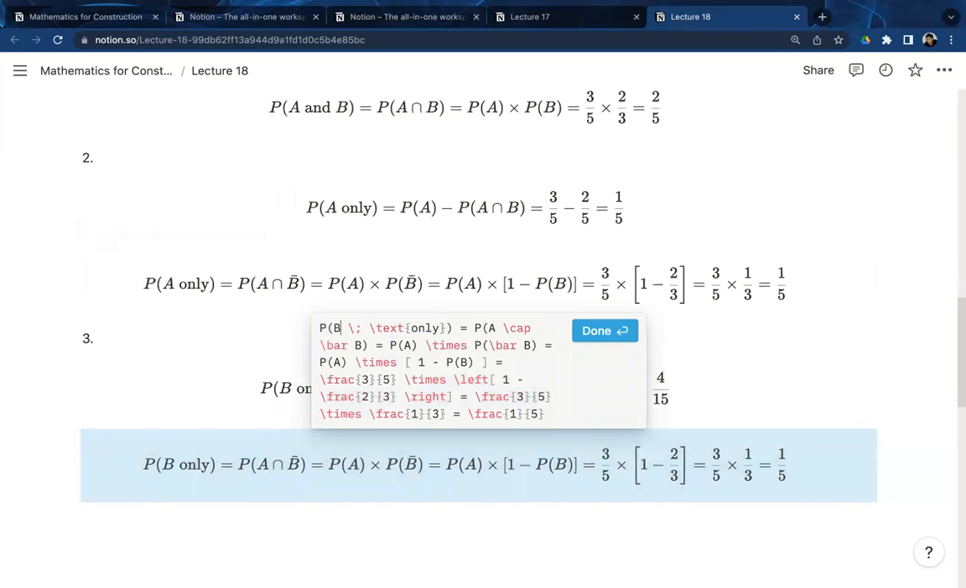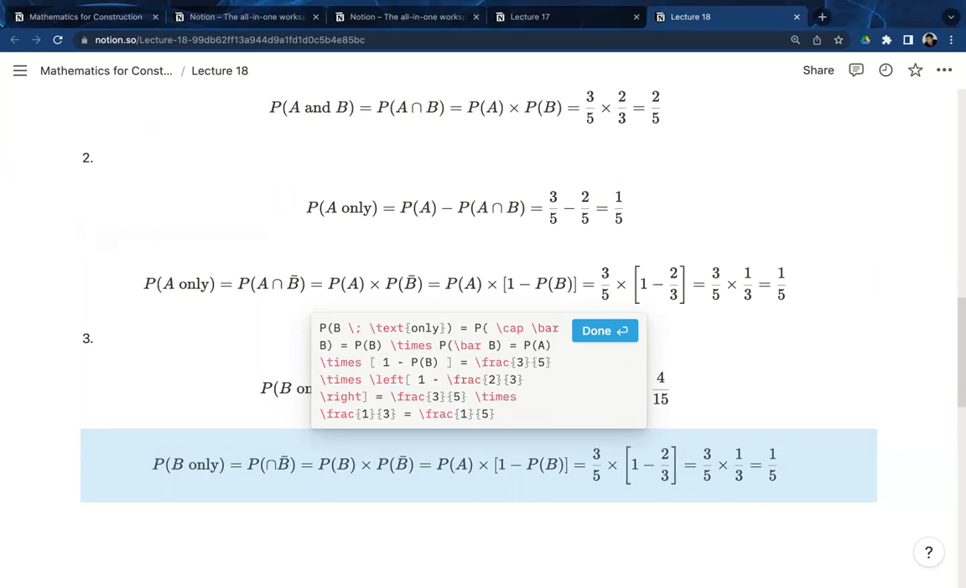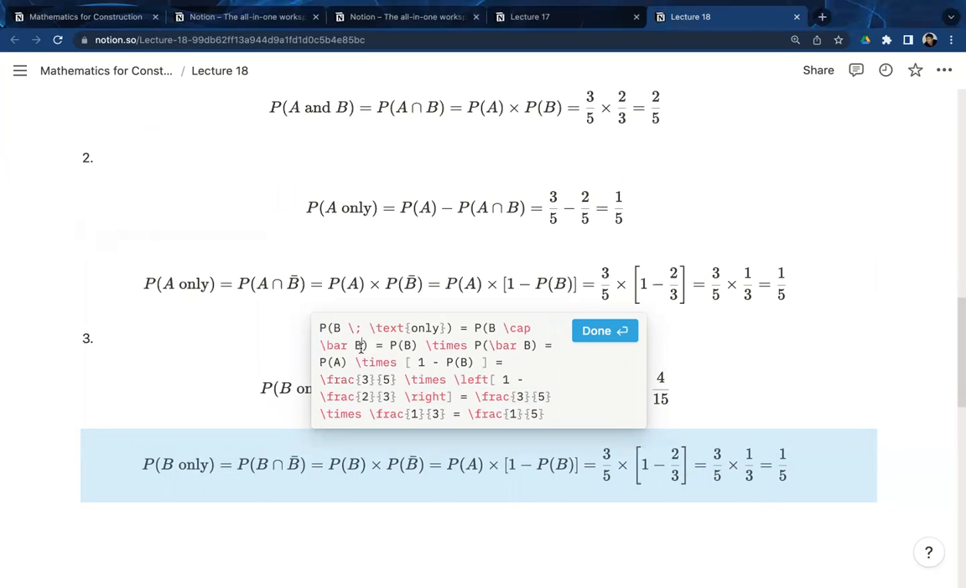Probability of B only is the probability of B happening, sorry, and A not happening. That's here. B happens and A has to not happen, right? So that's B by A complement.